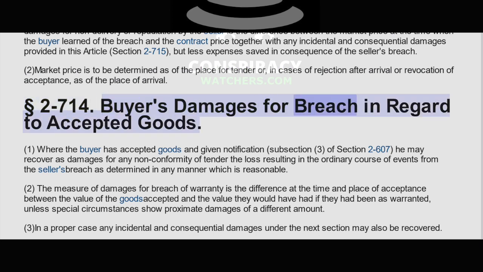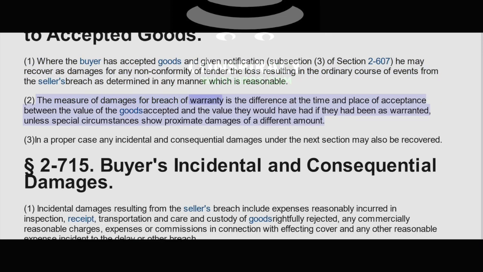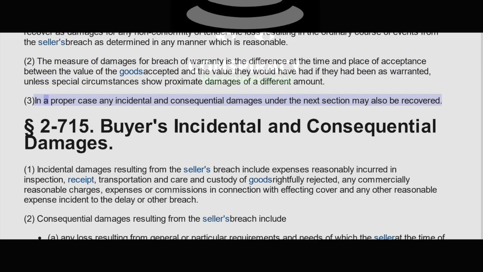Buyer's damages for breach in regard to accepted goods. Where the buyer has accepted goods and given notification, he may recover as damages for any nonconformity of tender the loss resulting in the ordinary course of events from the seller's breach as determined in any manner which is reasonable. The measure of damages for breach of warranty is the difference at the time and place of acceptance between the value of the goods accepted and the value they would have had if they had been as warranted, unless special circumstances show approximate damages of a different amount. In a proper case, any incidental and consequential damages under the next section may also be recovered.